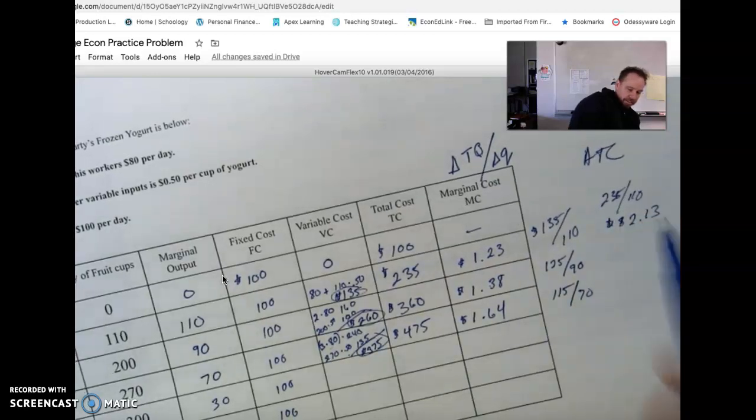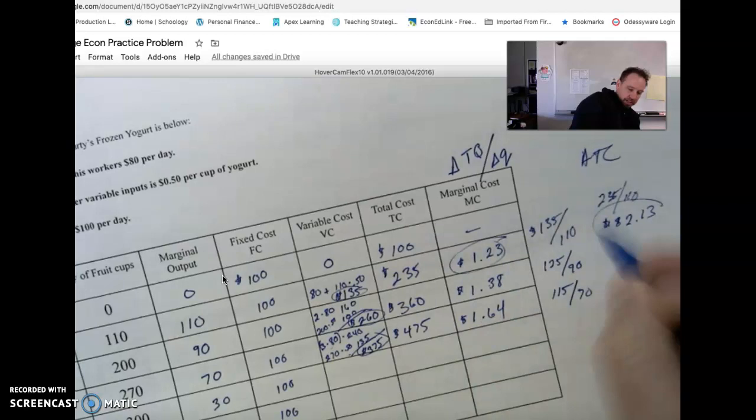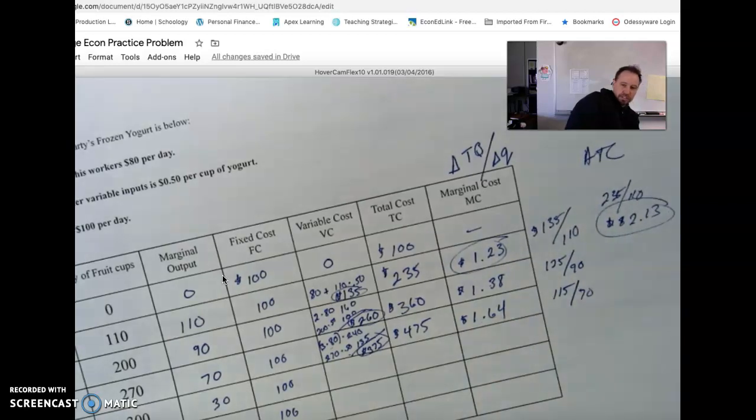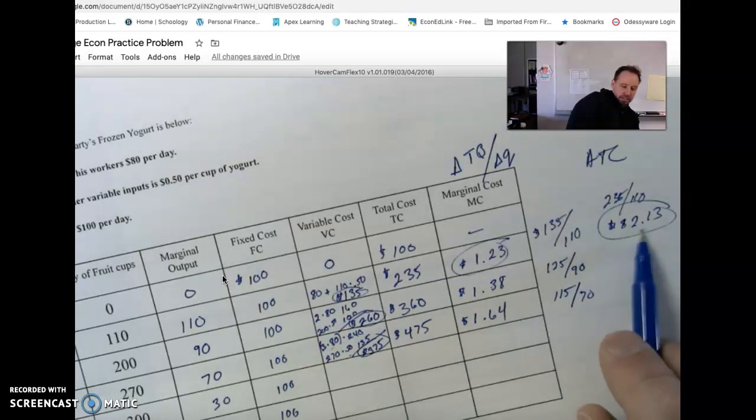So at this level, my marginal cost is $1.23. My average total cost is $2.13. So on average, if I spread out the cost equally over all of those, it's going to cost me $2.13.